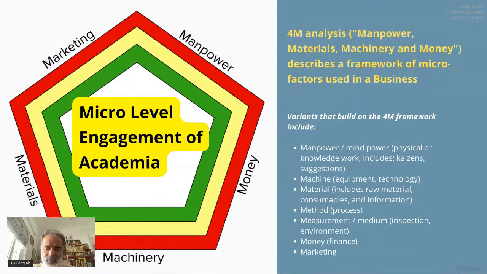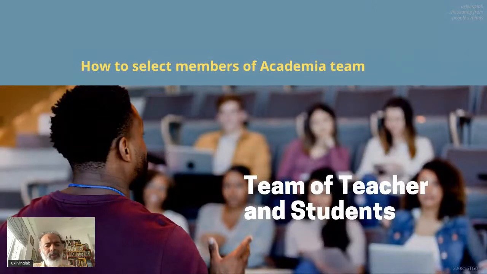A lot of aspects you can do. So these are the micro level and macro level engagement of academia. Select based on each activity and their expertise. How to select members? I already explained where you can add academia. Next is how to select members of academia.